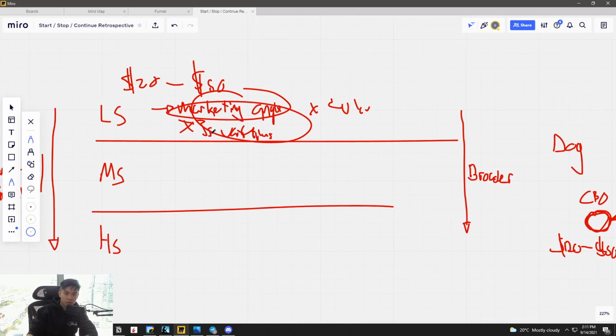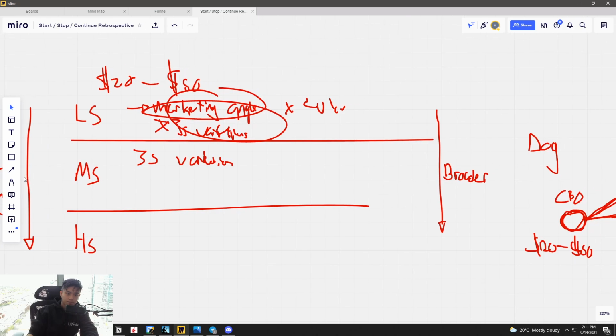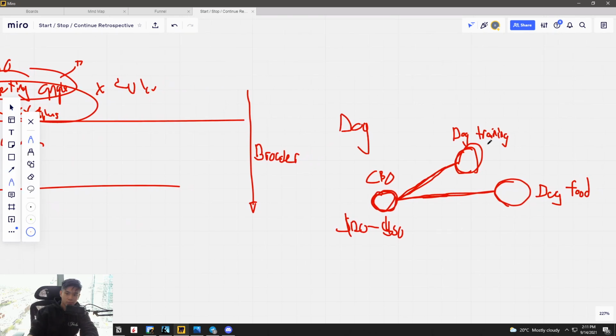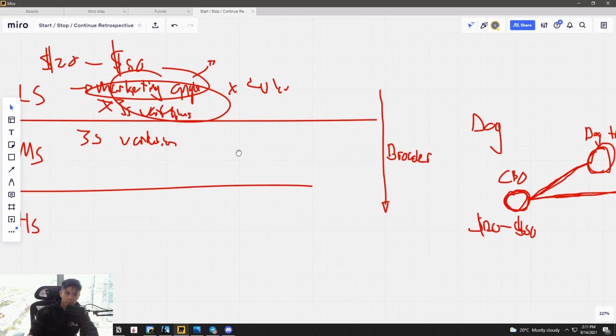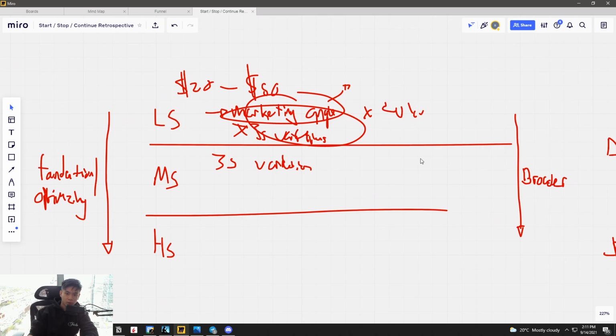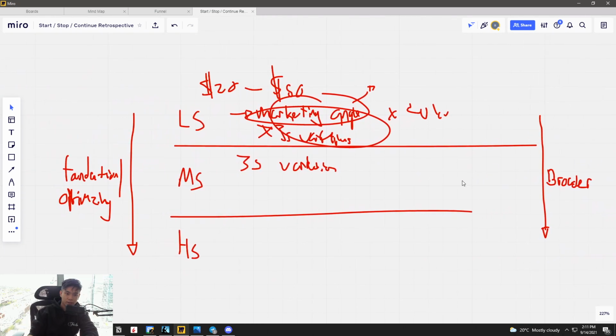We'll test all these 3-second variations in the next phase so we can really optimize. But the marketing angle is the most important. It's the most impactful thing that you can test for, and we're testing this in our ads. We're not testing interests, that's not what we're doing. Now you know what you're looking for when you're running your ads.